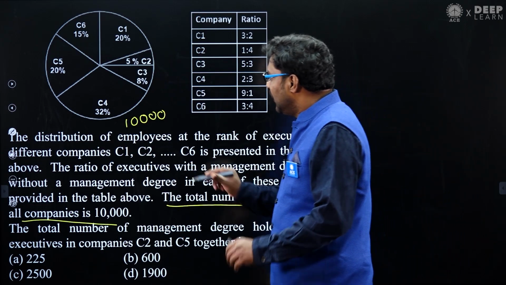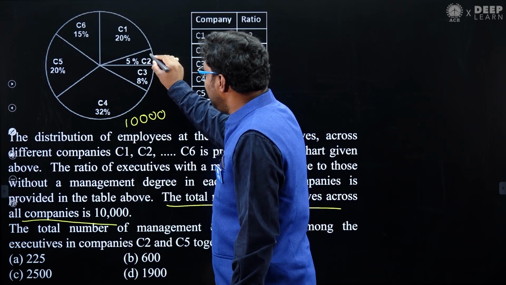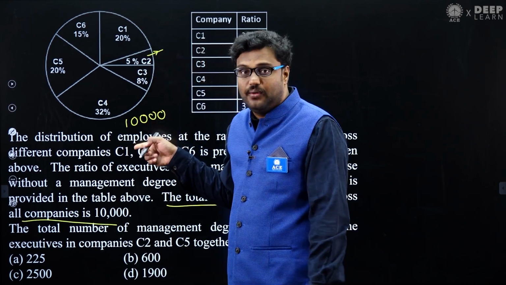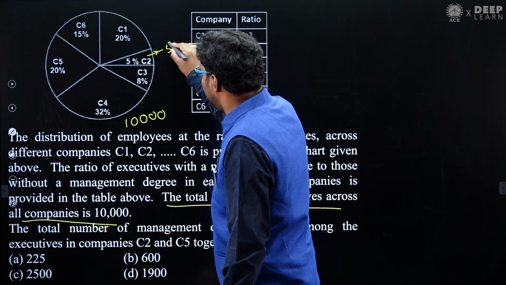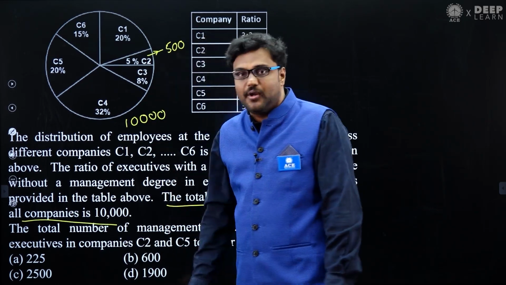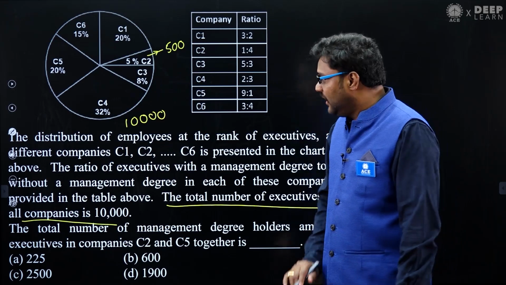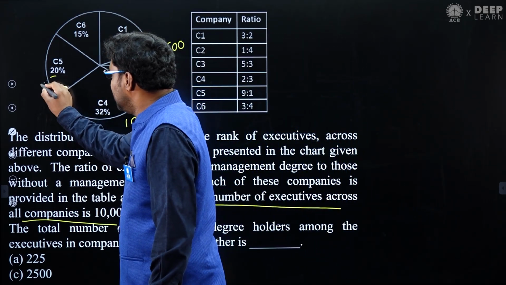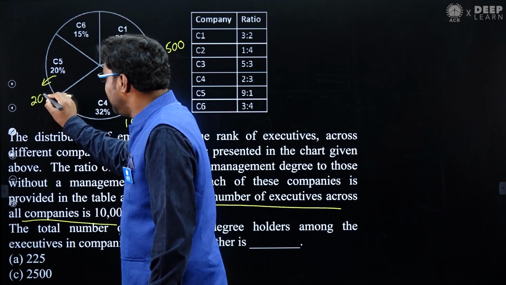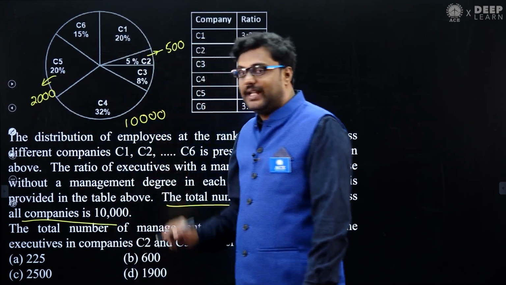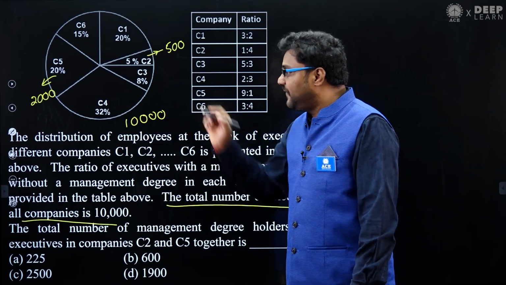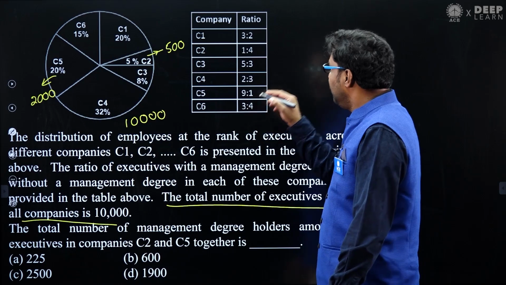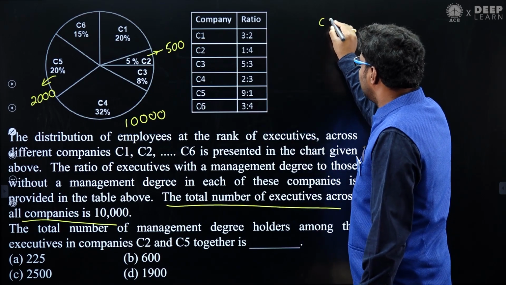Company 2. As the total is 10,000, company 2 is 5%. See, 10% is 1000, removing a 0, so 5% is nothing but 500. Company 2 has 500 executives. And we need company 5. Company 5 is 20%, so we can say it's 2000, my dear friends. As the total is 10,000, company 2 is 500 and company 5 is 2000.